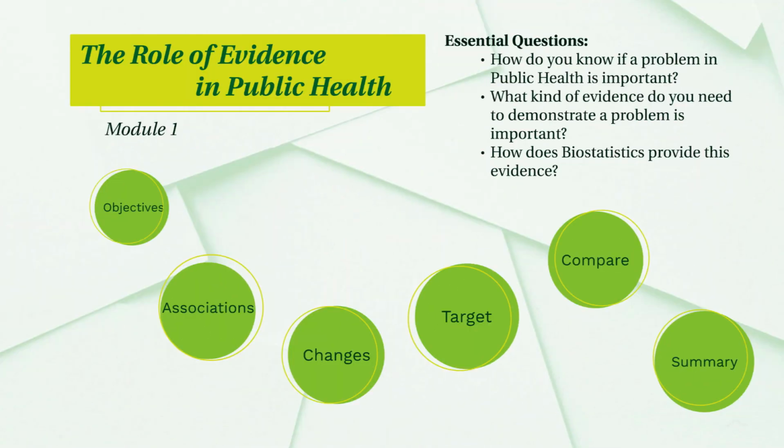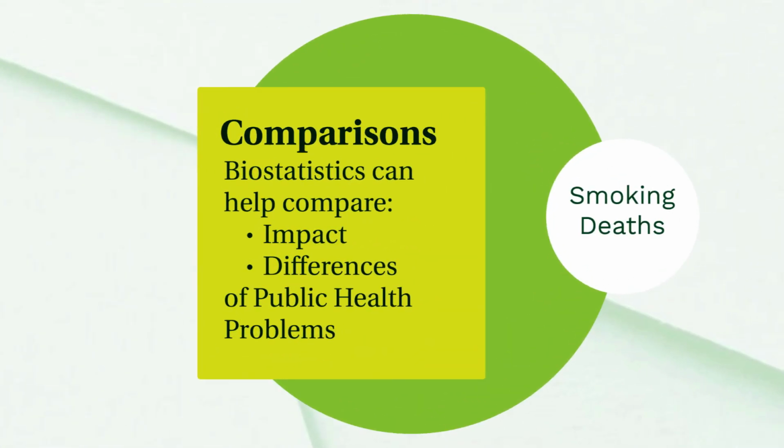So what about comparing different populations? We recently just looked at Alabama compared to the rest of the United States. That's at a large comparison level, on a state level, on a population level. Biostatistics can help compare the impact of interventions, so pre-post. What did it look like before the intervention? What happened after the intervention?